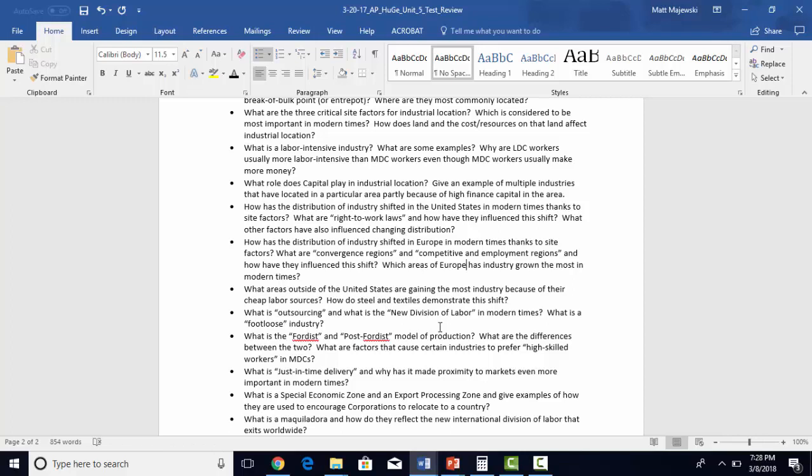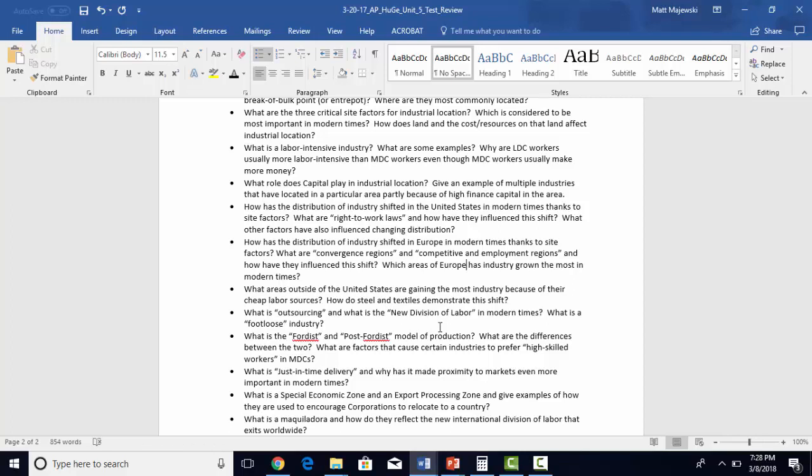EPZs, SEZs are in China and Asia. They are spread all throughout the Asian countries, and they were revolutionized by Asian countries who came up with them. China is the most famous. EPZs, export processing zones, are the ones that are located in Mexico.